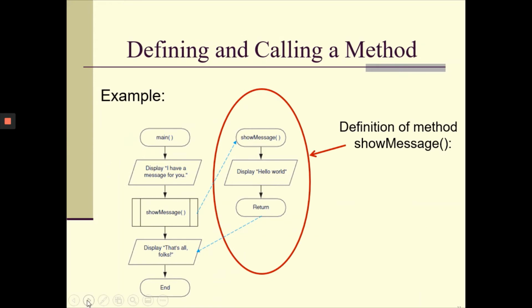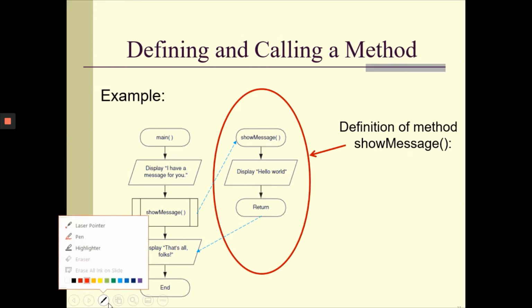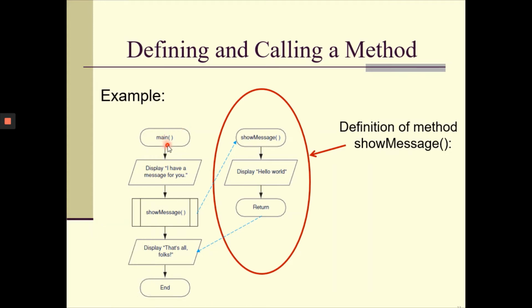Here we have method show message together with the main method. In the main method, firstly you are going to display "I have a message for you," and then you are going to have a method call show message. Show message is your method name. So when you call this method show message, you have to do another sub flowchart. As I said, this is the sub flowchart.